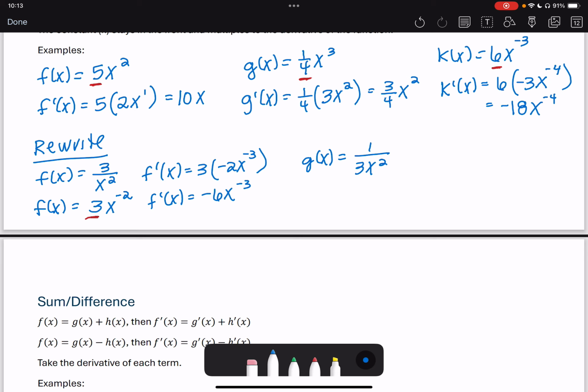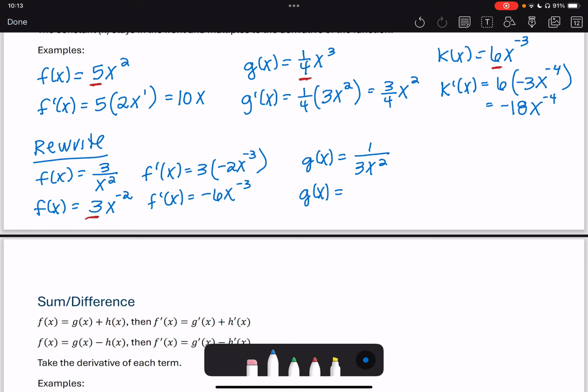I can move the x up because I can switch the exponent from positive 2 to negative 2 and bring that to the top. But I can't do that with the 3. The 3 has got to stay where it's at. So g of x will be, think about just moving just the x squared to the top.